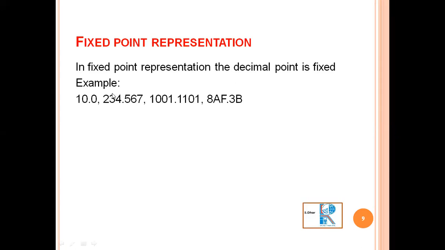The second example is a fixed point number in binary: 1001.1101. This is a fixed point representation in binary, and 8AF.3B is a fixed point representation in hexadecimal. Clear? You already know what is decimal and what is hexadecimal. So any number, whatever may be the base, one can represent the number in fixed point. Clear?